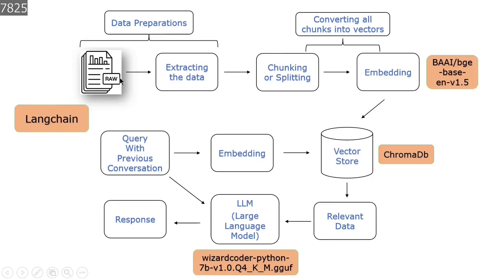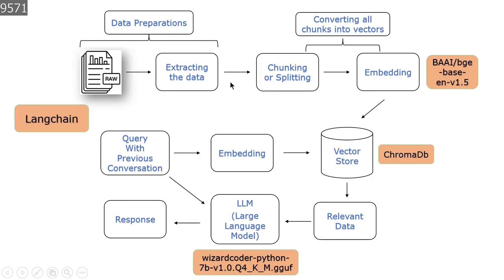So before moving towards the code, let's first briefly understand the flow of our RAG application. So we have some data which is in PDF format. To work on that data, we have to first extract the data from that PDF. So we have the data in raw format and we are extracting that data. We are using PyPDF for that. It is a library which is in LangChain.